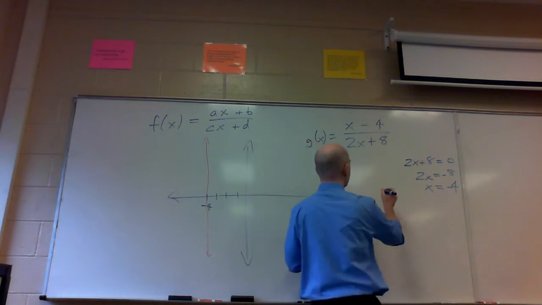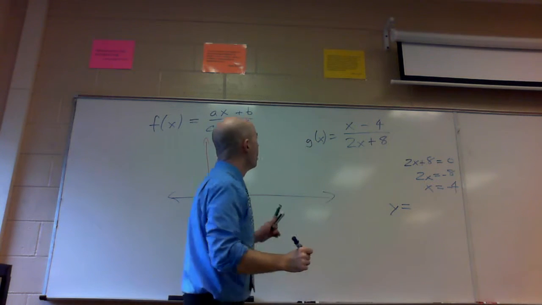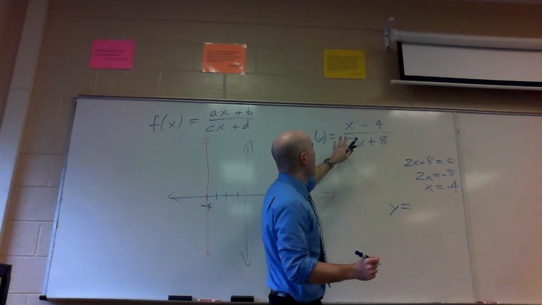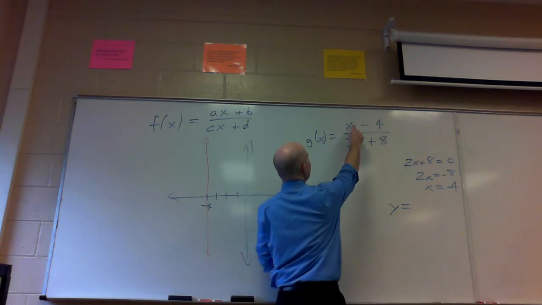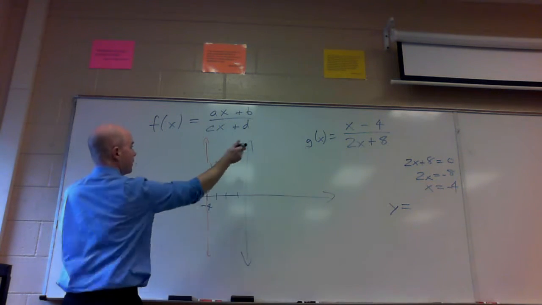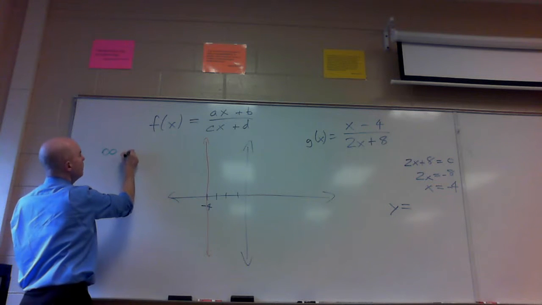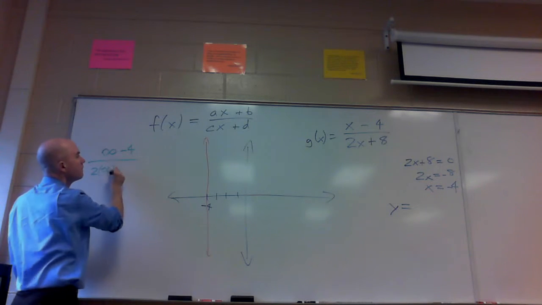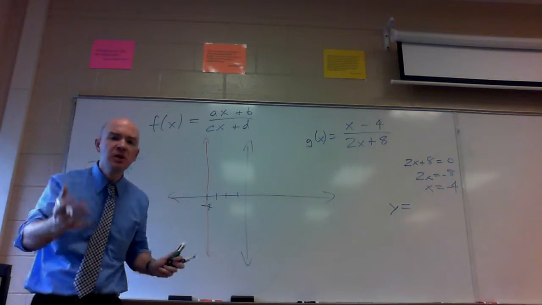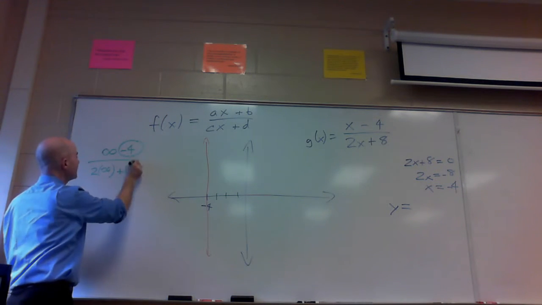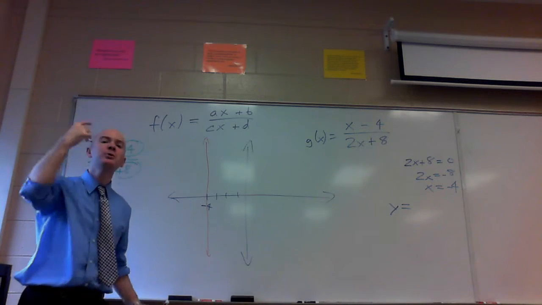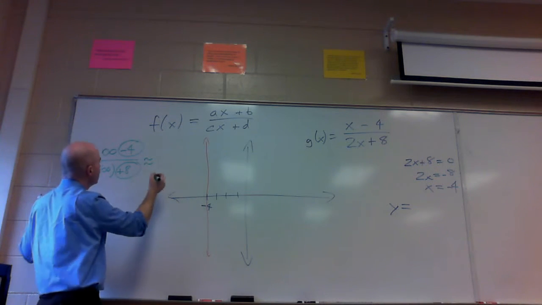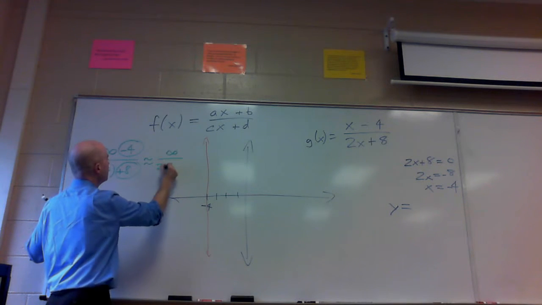It's y equals something. So y is going to be equal to, well, imagine this. Imagine we're dealing with some huge numbers in here. I'm talking huge, like infinity. So if you've got infinity minus 4 over 2 times infinity plus 8, yes, you can do this. In the scope of things, this minus 4 and this plus 8, when we're talking about infinity, are so small they're almost insignificant. So you can think of this as essentially infinity divided by 2 times infinity.